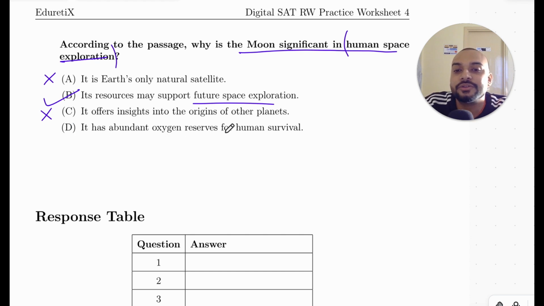It has abundant oxygen reserves for human survival. This has not been mentioned explicitly, just oxygen reserves for human survival. Rather, a better way of expressing option D is option B, which covers the exact thing that's mentioned in the passage, that resources like water ice support future space exploration. So option B is the most apt, the most appropriate one, and that should be marked correct here.